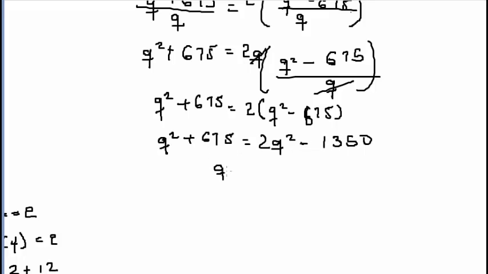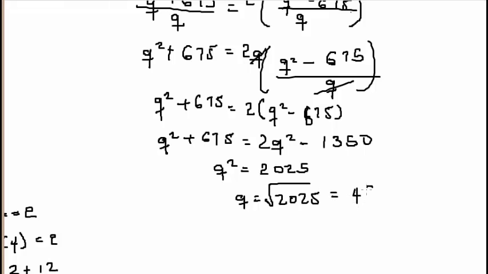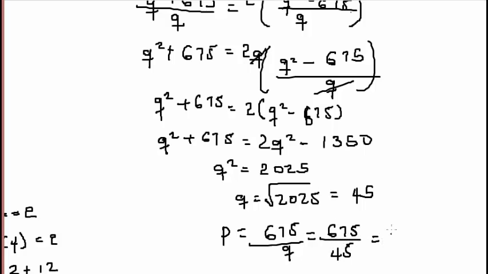Collecting like terms, Q squared becomes equal to 2025, giving me Q equal to the square root of 2025, and I have Q to be 45. Now, if Q is equal to 45, this becomes very easy. Earlier on, we said that P is equal to 675 over Q, meaning P is equal to 675 over 45. My P becomes 15, which means the boy is 15 and the father is 45.